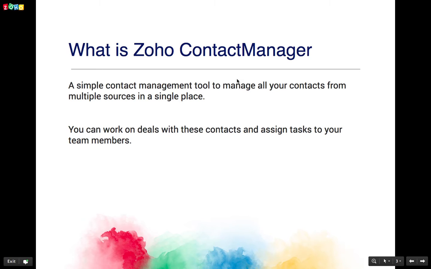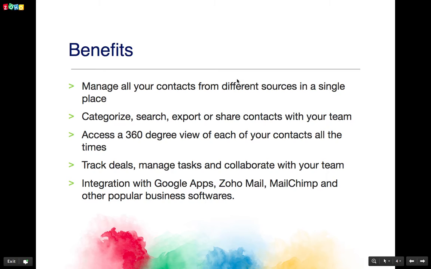Now, let's talk about the benefits of having a contact manager. So, with Zoho Contact Manager, you can manage all your contacts from different sources in a single place. You can easily categorize, search, export, or share contacts with your team. You get to have a 360-degree view of each of your contacts. This can include the contact details, the interaction history, the list of deals associated with them, etc. So it's good to do your homework before you engage with them. You can also track your deals, manage your tasks, and collaborate with your team.